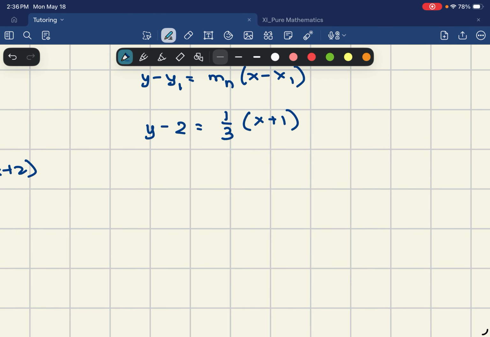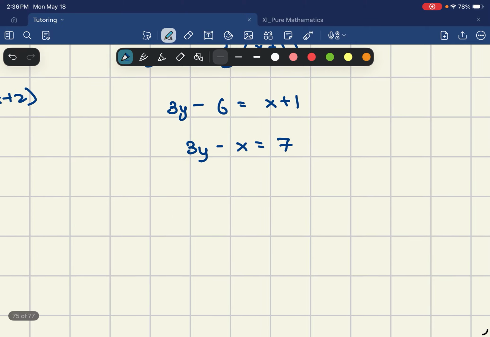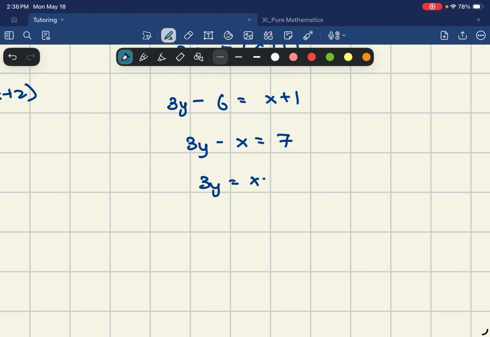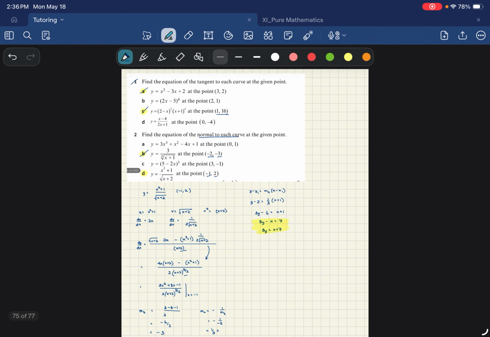So if you substitute this in, and I multiply by 3 on both sides, I'm going to get 3y minus 6 is x plus 1, and 3y minus x is equal to 7. So that is going to be your equation. The textbook likes to write it as 3y is equal to x plus 7. It's the same thing. All right, so I hope this was clear, and we are done with question 2.